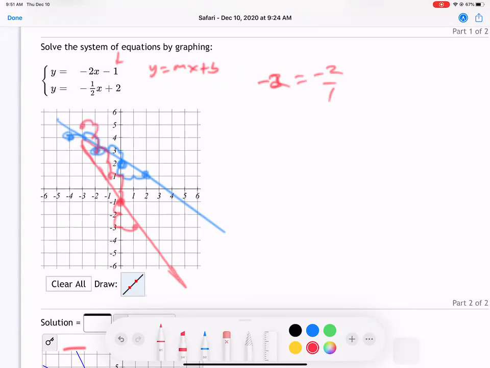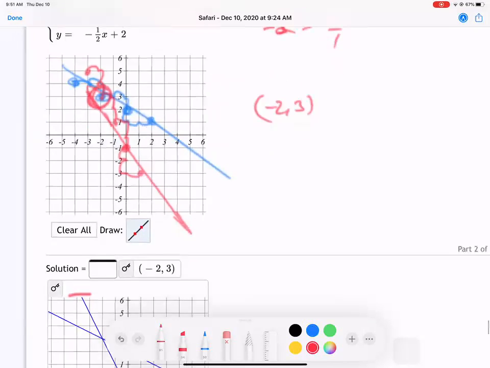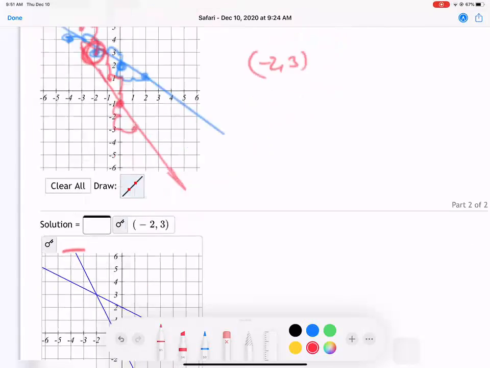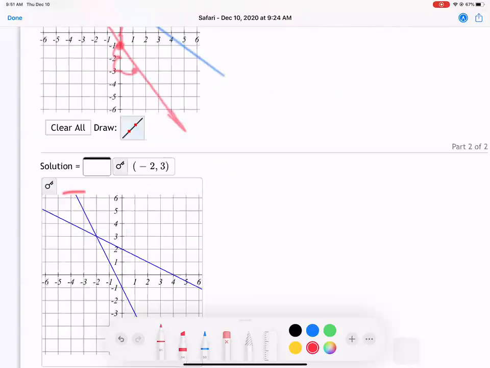Now, do they share a common point? It looks like they share a common point right here. Common point is -2, 3. Of course, that's going to be a lot more obvious in your graph because it's going to draw those graphs a lot more straight for you.